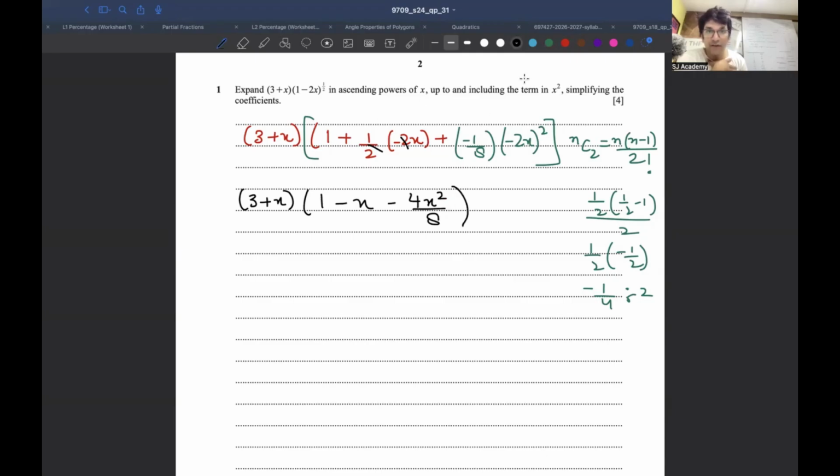Now, as we have to find the term in x squared, first we'll multiply 3 by all of these terms. So we'll get 3 minus 3x minus, we can just simply write it as 1 upon 2, so that will become 3 upon 2 x squared, plus x into 1 is x, minus x squared. And as we don't need the term in x cube, we don't have to multiply x with x squared upon 2. Now, simplifying, we'll get 3 minus 3x plus x is minus 2x. And then 3 upon 2 minus x squared, that will become minus 5 upon 2 x squared.